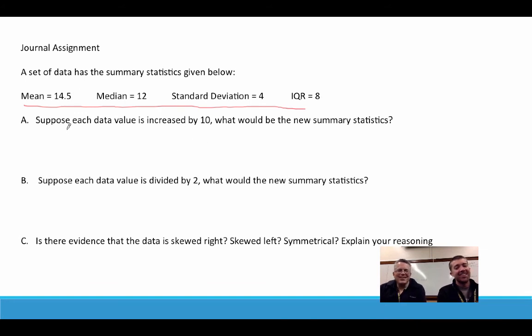That's it. So in A, we want you to suppose each value is increased by 10. In B, we want to divide by 2. And then in C, tell us if there's any evidence that this data would be skewed, either right, left, or symmetrical. You mean they're supposed to remember stuff from last unit? Yeah, I think that's the general idea. Let's see if they got it. So, good luck, guys.